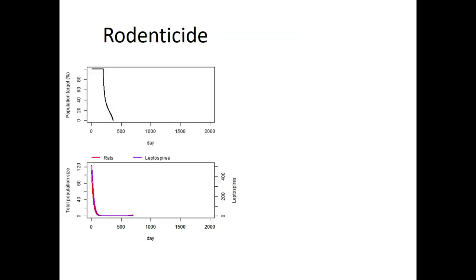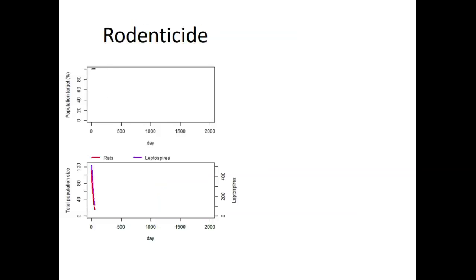So our first application was looking at the optimal controls for rodenticide for 1 year. The top plot shows the percentage of the population you need to target with rodenticide, and the bottom plot shows the changes you'd expect in the number of rats, in red, and leptospires, in purple, as predicted by that age reduction model. And what you see is you have to target a high proportion of the rodents using rodenticide for most of the year, but then this tails off. And this has a very quick effect on the number of rats and of leptospires. The number isn't quite to zero, it's very close to zero.